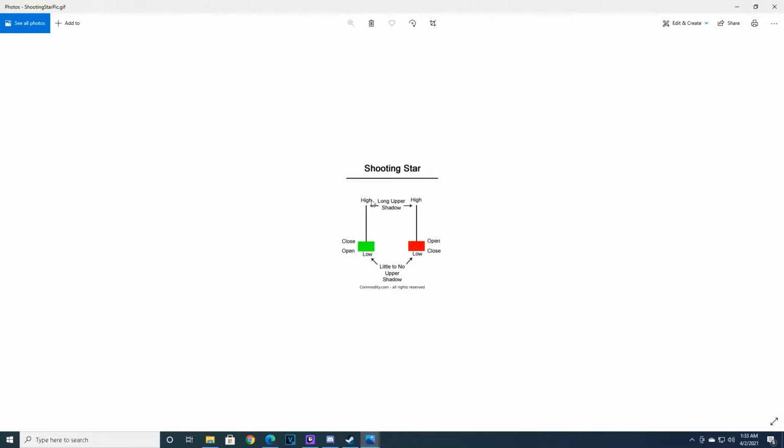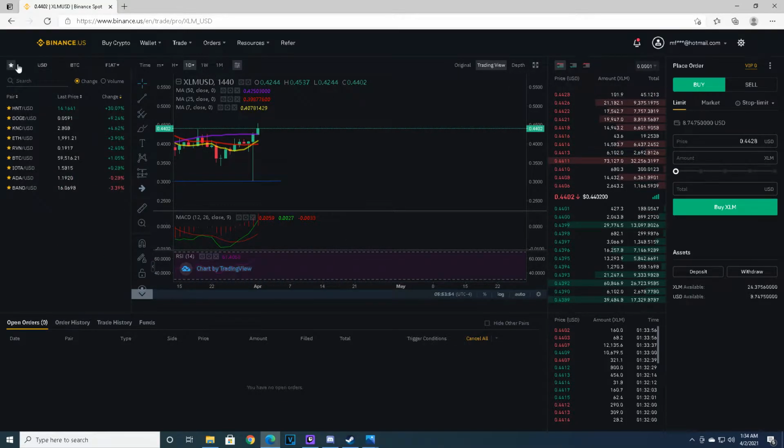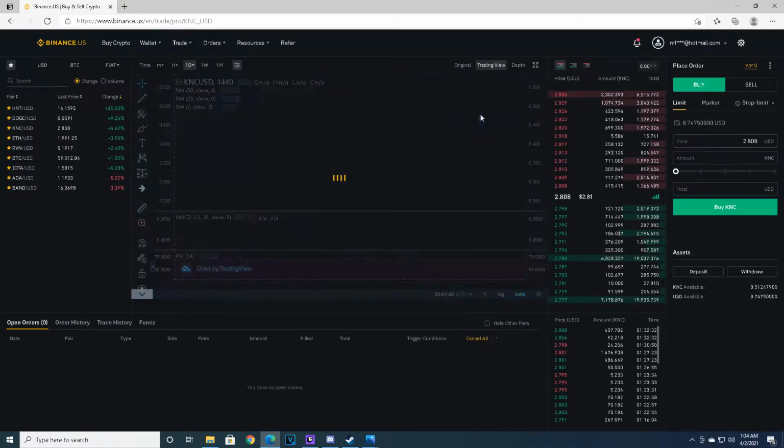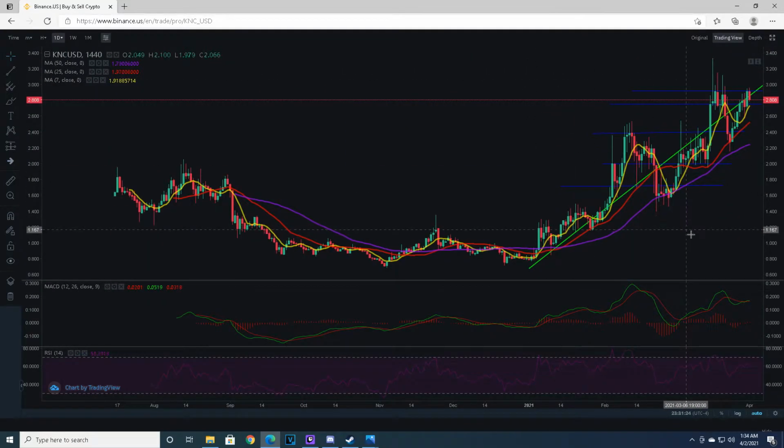Now this has to happen at the end of an uptrend. This is going to be where you try to buy as high as possible. The chart is trying to go as far up as it can, and it just runs out of steam and sells back down close to where it opened that day. The best example I have of a shooting star is from KNC. And KNC I'm going to go into a handful of times because it has a lot of patterns that all kind of hit at the same time, or close to the same time.